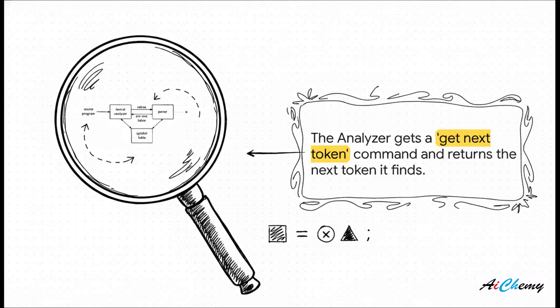Let's zoom in on how it works. See, the scanner has a partner, the next phase, which is called the parser. The parser is constantly saying, hey, get me the next token. The analyzer then scans the code, finds the next logical word, figures out what type it is, and then hands that token back to the parser. And this just happens again and again, over and over, until the whole file is read.